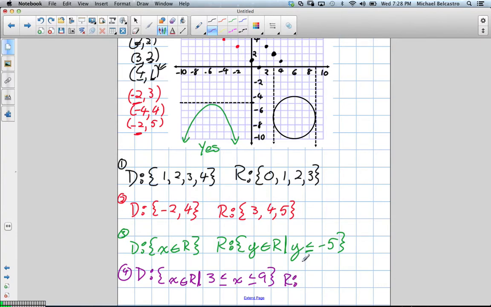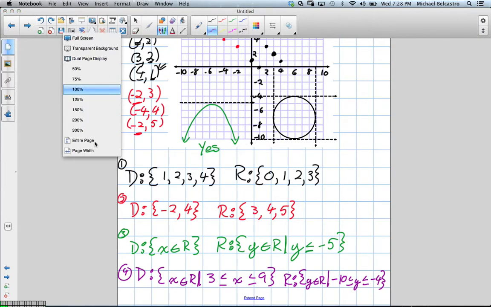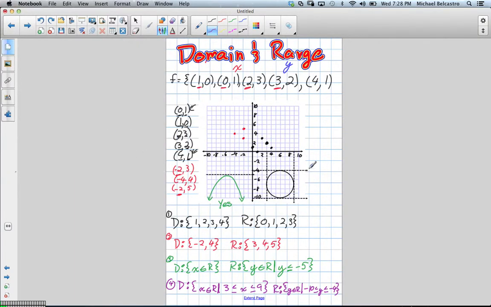Our range also has restrictions. Our low point is -10 and our high point is -4. So what that means for our range is y ∈ R such that y is greater than or equal to -10, but less than or equal to -4. Do you recall that stuff at all? Yeah, okay, that's going to be important for this stuff too. We still have to know a lot of domain and range for this.